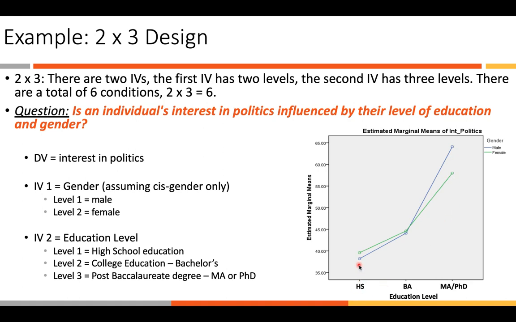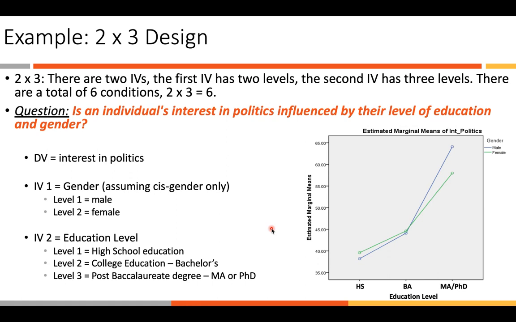And so we could see maybe a main effect of education level, such that interest in politics increases with each subsequent increase in education level. We could try and figure out a main effect of gender. So are men on average more or less interested in politics than women? It's kind of tough to tell. They look fairly close here. And then, of course, we could try and answer the question, is there an interaction? Does the effect of education level depend upon gender?